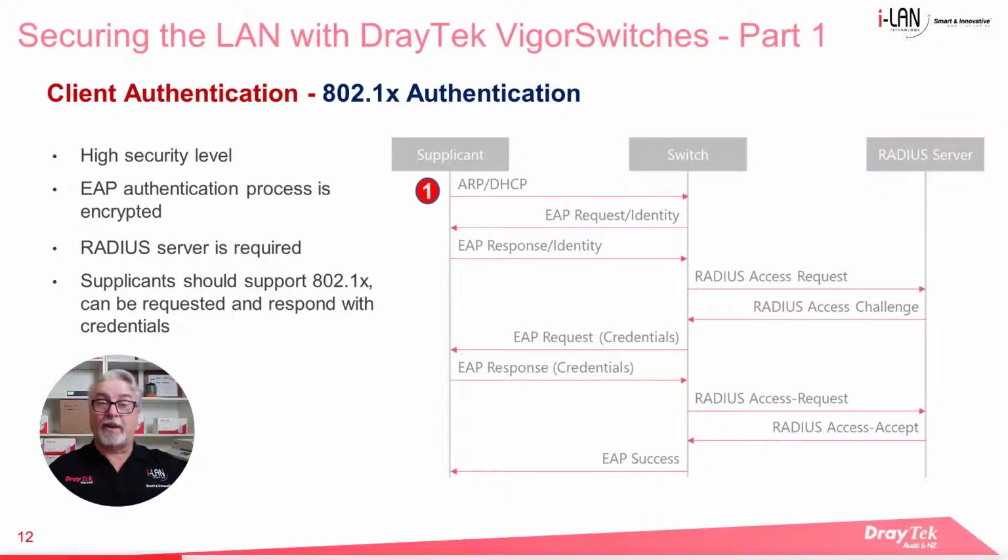When a client connects to the switch, it will have no connection since it's not yet authenticated. The switch will send an EAP request to ask, is there anyone new on this network? The supplicant responds with a message that it is new and provides its details.